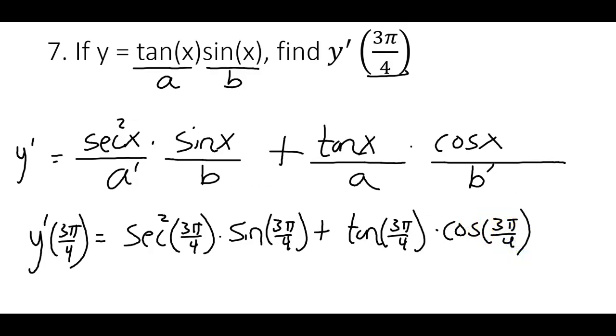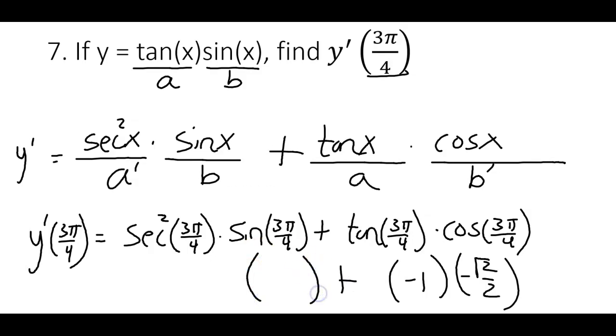All right, so you might want to use your trig reference sheets here. All right, so cosine of 3 pi over 4 is negative radical 2 over 2. Tangent of 3 pi over 4 is negative 1. Sine of 3 pi over 4 is negative radical 2 over 2. And then secant squared. Let me ponder here for a minute. Secant is the reciprocal of cosine. And then squaring would be 4 over 2, which is 2. So it's going to end up being 2.